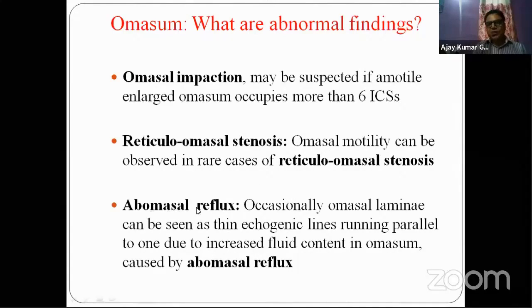Similarly, in case of abomasal reflux, you will be able to see omasal lamellae as thin echogenic lines running parallel to one another due to increased fluid content in the omasum. Normally, the omasal laminae are not visible, or even if at all they are visible, they will be visible as cone-shaped structures from the inner surface of the omasum. However, if you find echogenic lines running parallel to one another, they will indicate increased fluid content in the omasum, which is usually because of abomasal reflux.